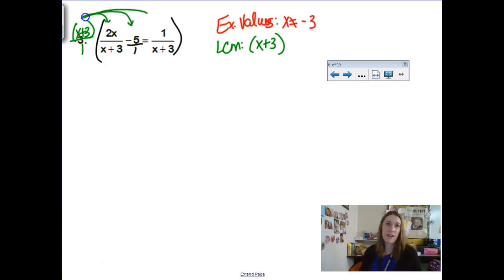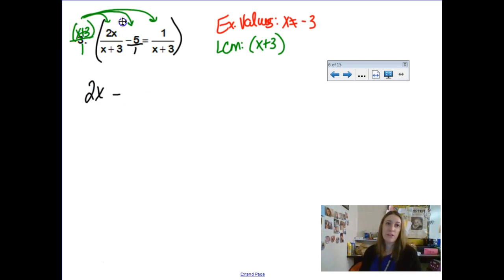Now, if you're not ready for that, then pause the video and please do what we did on the last couple of problems, where you wrote this green LCM in front of each fraction. I'm going to anticipate the cancellation. That's what I'm going to do. So this first fraction, the x plus 3's are just going to cancel. I can see that very clearly. So we're just going to be left with the 2x.